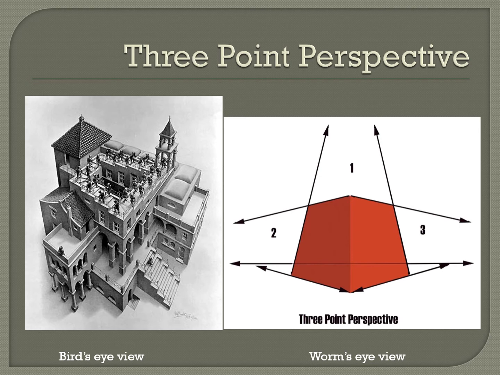On the left, you see a piece by M.C. Escher showing the bird's eye view, looking kind of like you're flying over it. Basically, you would do this the same way as you do two-point perspective, but then you would draw a vanishing point. If it's bird's eye view, you would draw a vanishing point underneath. And if you're doing the worm's eye view, like the image on the right, you would draw the two points, and then you would also draw one above, that all the vertical sides would be drawn to.